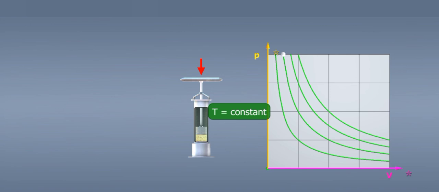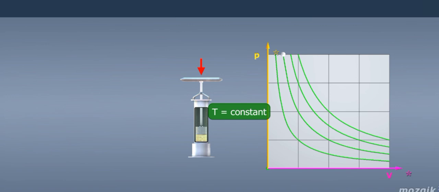This change is described by the Boyle-Mariotte law. If the temperature remains constant, the pressure and volume of a given amount of gas are inversely proportional. The process takes place along isotherms.